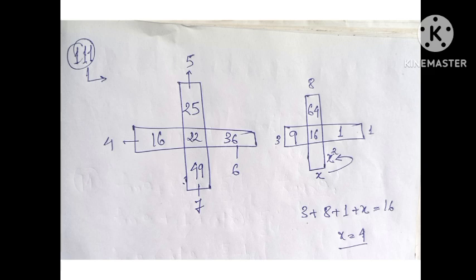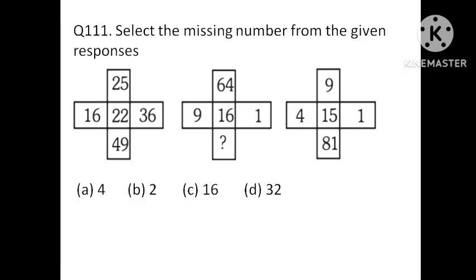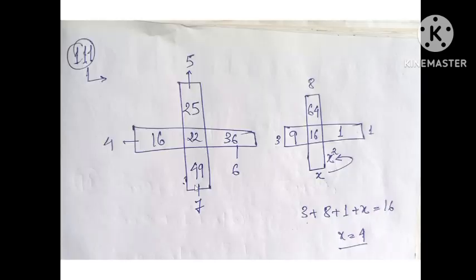Next, 111. We have to find the missing number here in the question mark. What will be the number here in the question mark? Let us see. See, how did we get this number 22 in the middle? This 22 we have got by adding the square roots of all these numbers. Square root of 16 is 4. Square root of 25 is 5. Square root of 36 is 6. Square root of 49 is 7. So if you add the square roots, 4, 5, 6, 7, you will get 22. Understood?